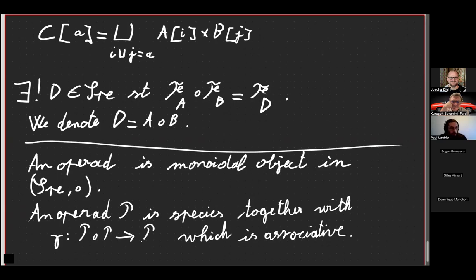So if you want to think about algebra, here we replace species by vector spaces, and we replace the composition by the tensor product. And this is a definition of an algebra. If you want to think about monoids, you replace species by sets and the composition by the Cartesian product, and you get a monoid. So really the idea is that the definition of a monoidal object is really categorical, and we can define it in any category with the setting that we want.